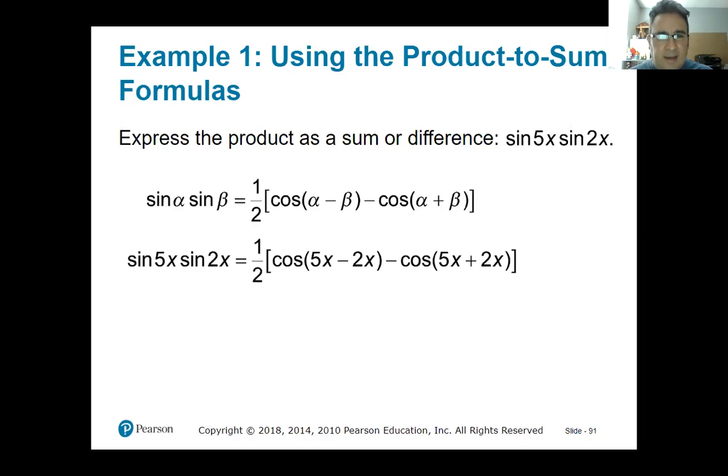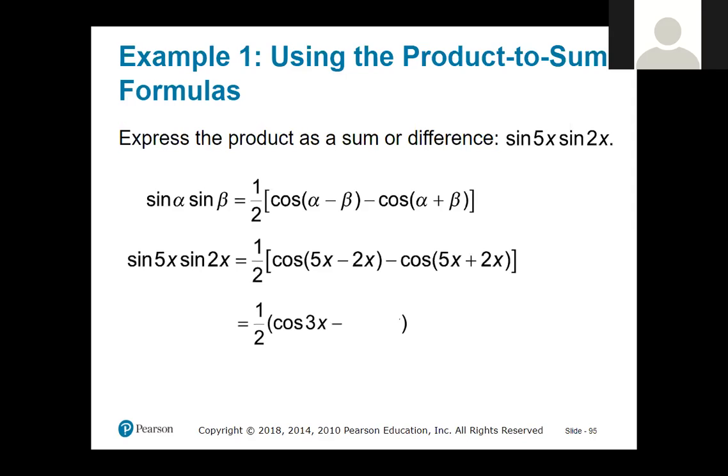And now I have, 5x minus 2x is going to be what? Cosine 3x. Good job, cosine 3x. And then minus cosine 7x. Good, Leilani. Simple enough. Yes, no, maybe so. Give you a minute to finish writing it down.